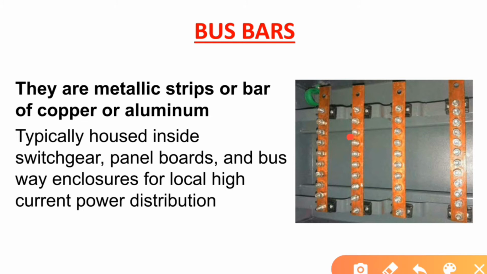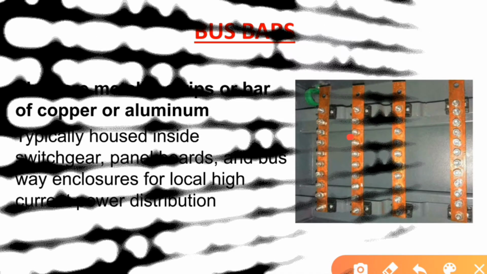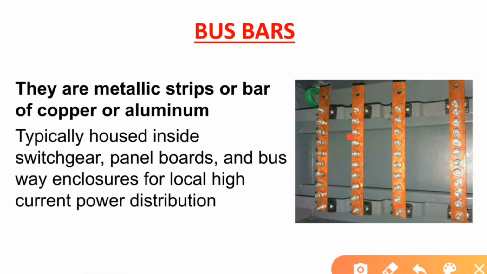Now the materials generally used to make busbars are aluminium, copper and GI, galvanized iron. GI strips are generally used for earthing purposes, and copper and aluminium are used in control panels and distribution boxes as busbars for current distribution.